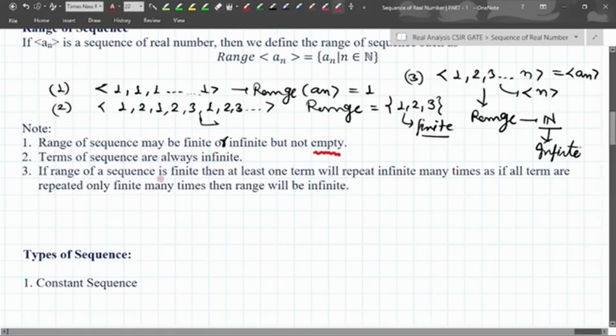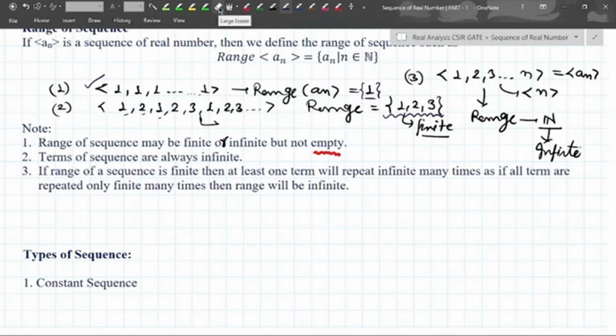If the range of a sequence is finite, then at least one term will repeat infinite times. For example, we have this. If the range of the sequence is finite, it means at least one term will repeat infinitely many times. So you can see here 1, 2, 3, these are repeating infinitely many times. It means at least one. For example, this one is also finite, and here one itself is repeating infinitely many times. So at least one term will repeat infinitely many times.